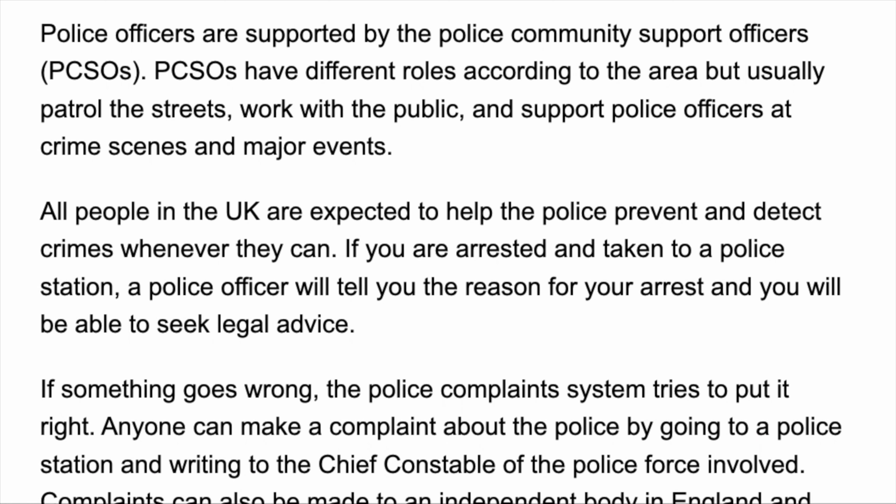Police officers are supported by the Police Community Support Officers, PCSOs. PCSOs have different roles according to the area, but usually patrol the streets, walk with the public, and support police officers at crime scenes and major events. All people in the UK are expected to help the police prevent and detect crimes whenever they can.